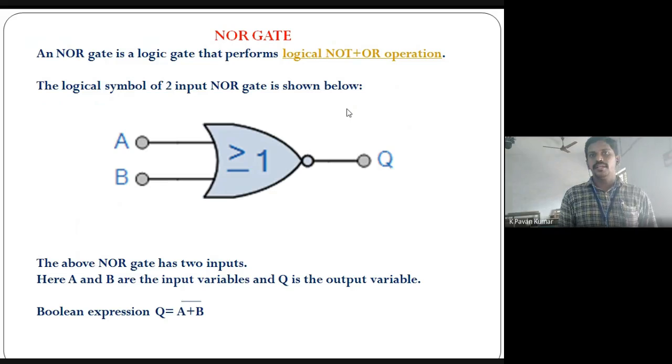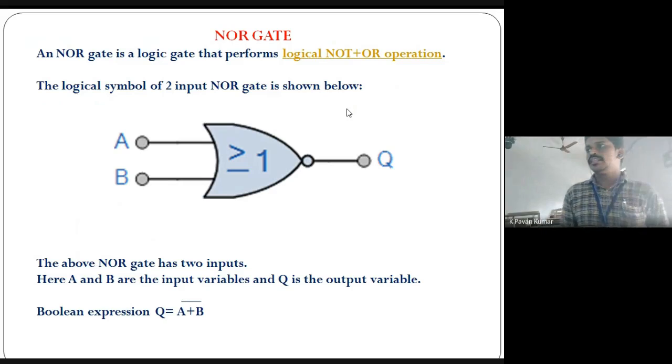Next, NOR gate. A basic NOR gate is a logic gate which performs logical NOT operation. We have to look at the symbol. This is the two input NOR gate with only one output. The Boolean expression of the NOR gate is Q equal to A plus B whole bar.